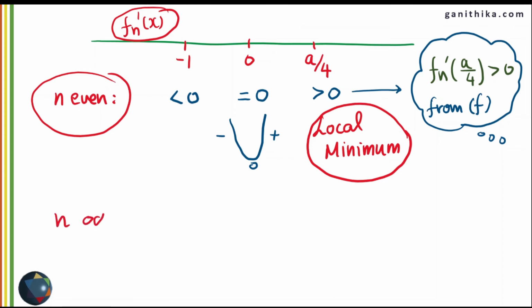For odd values of n, pause the video here, do the same thing and prove that you have a stationary point of inflection at x equals 0.